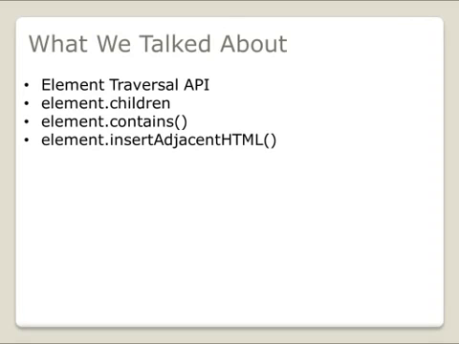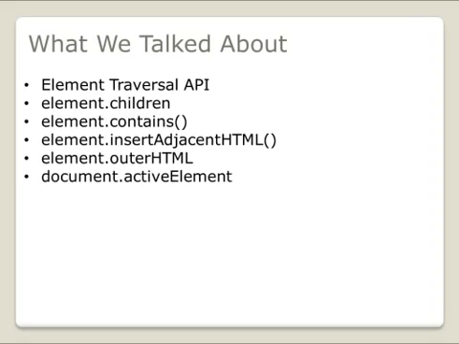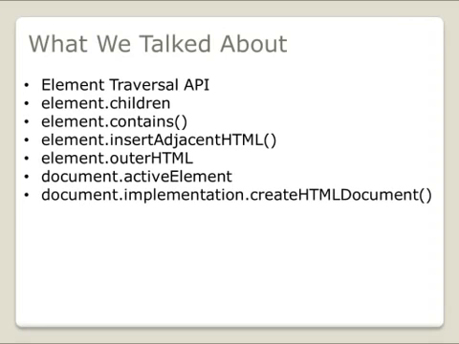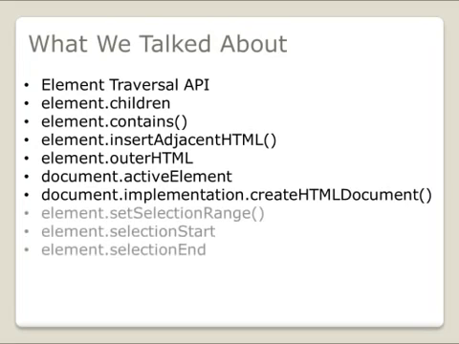Insert adjacent HTML, which lets you insert HTML strings into a DOM in different places. Outer HTML, which lets you retrieve the HTML for an element, as well as completely replace that element in the DOM. Active element, which allows you to reference the element that currently has focus in the page. Create HTML document, which lets you create an invisible HTML DOM. Set selection range, selection start, and selection end. That lets you select only pieces of text inside of a text box.